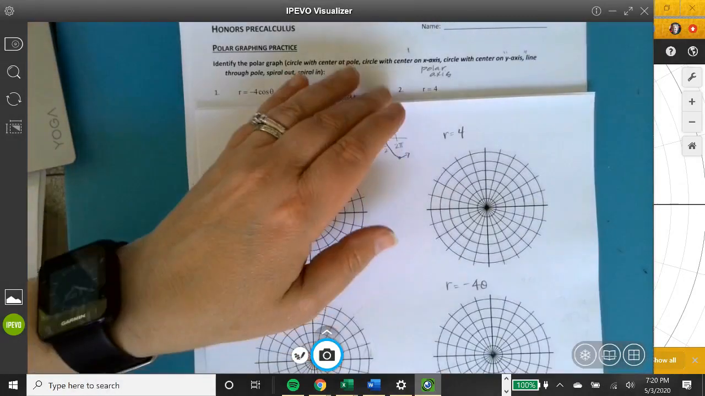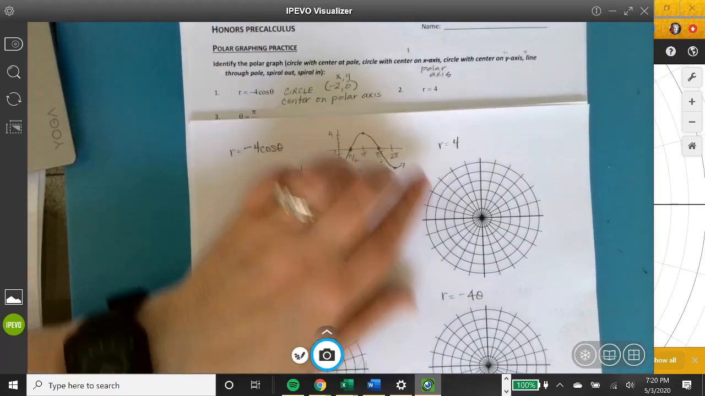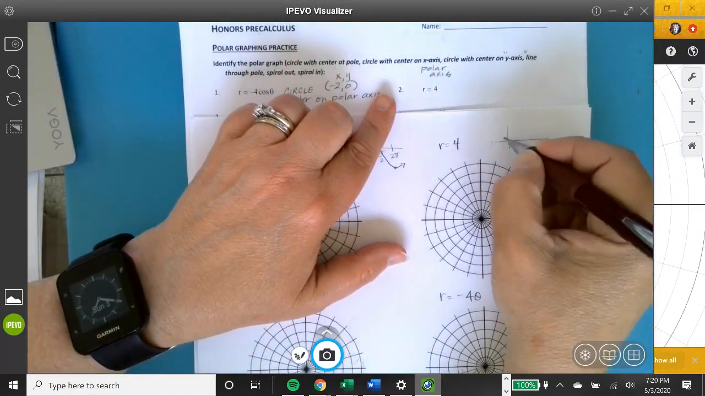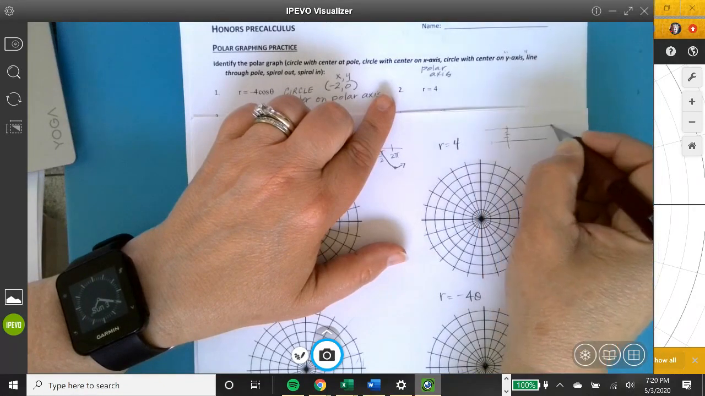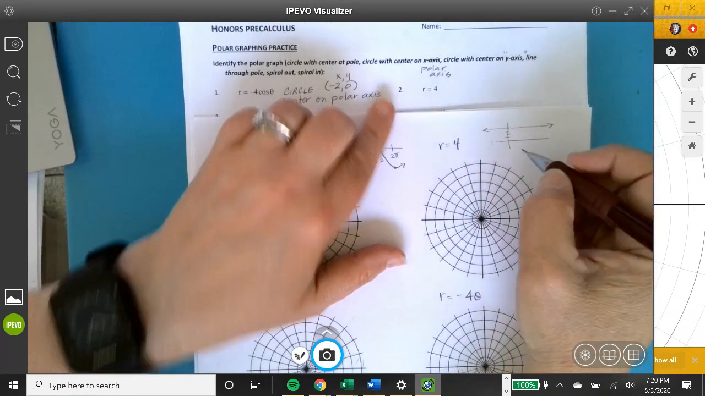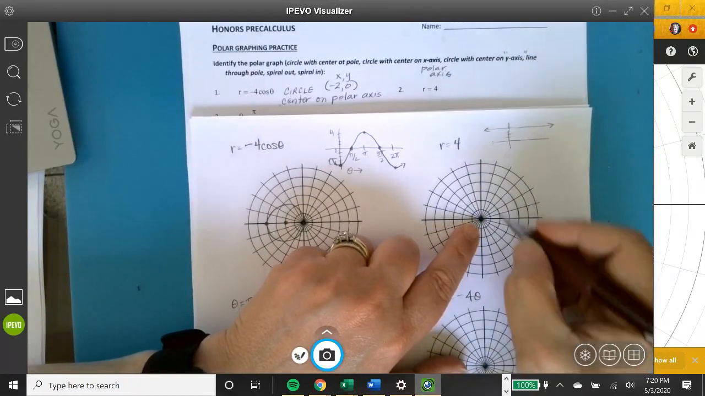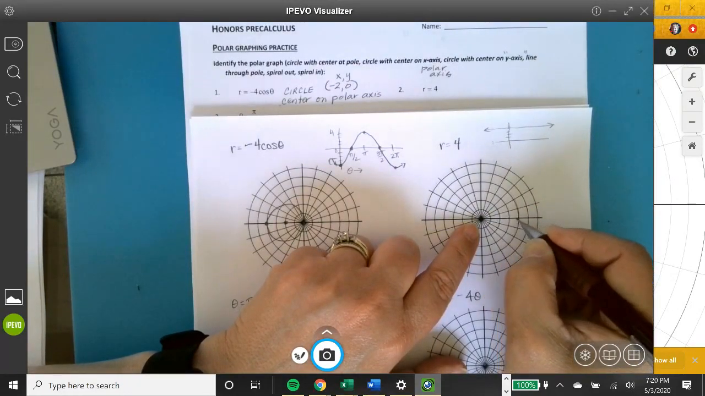Okay, the second one, r equals 4. I took the liberty of writing this up before we started. So r equals 4. If I were to graph that, r is always 4. It's never changing. It doesn't matter what theta is. So let's say theta was 0. R is 4. We're going to go out radially 4, 1, 2, 3, 4. Great.